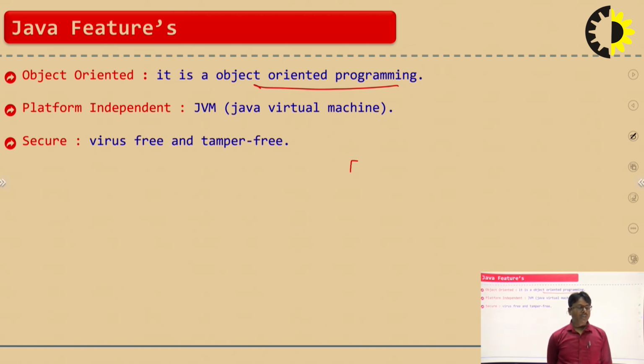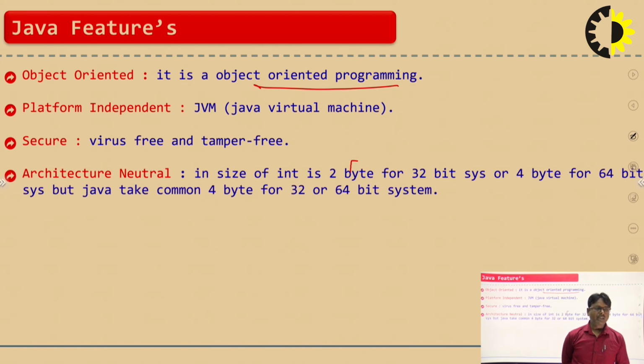So an external source is not required for modifying or archiving that jar file on a different system, because during the archiving or execution process, only a virus or tamper can be introduced into that system. That's why it is called secure and tamper-free. Architectural neutral.